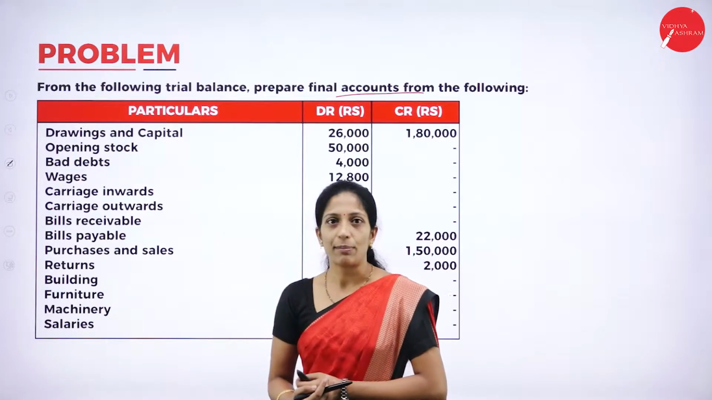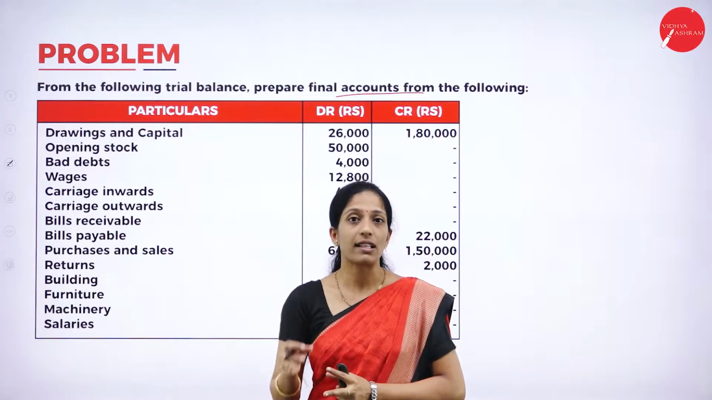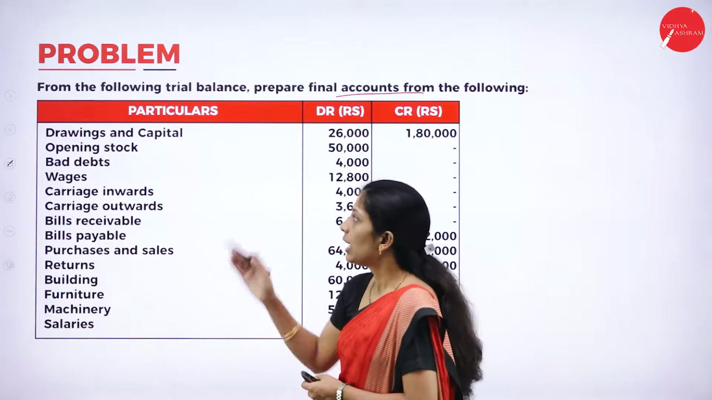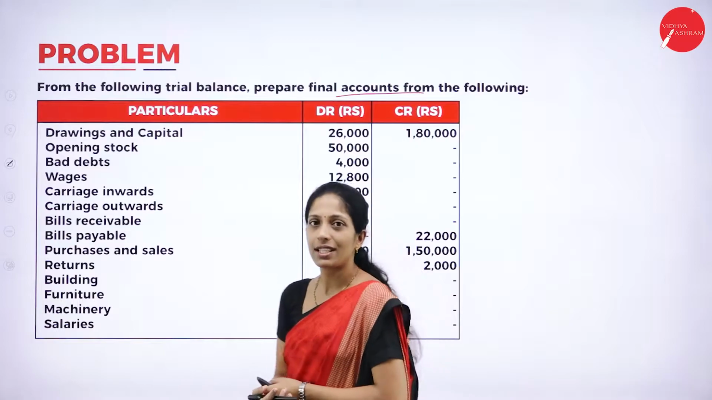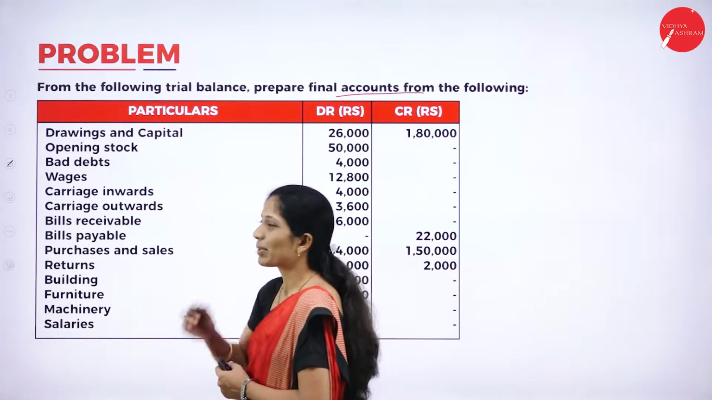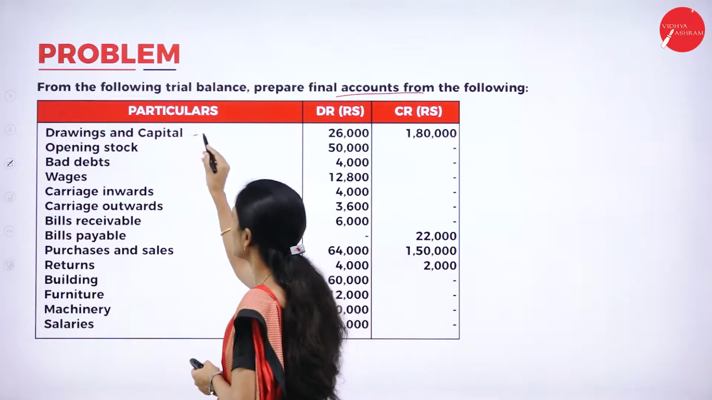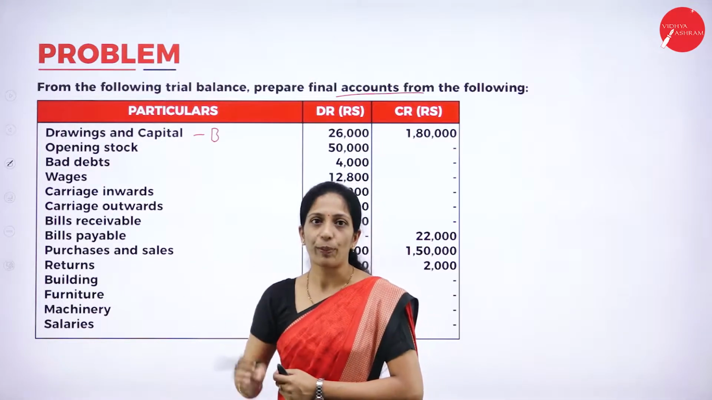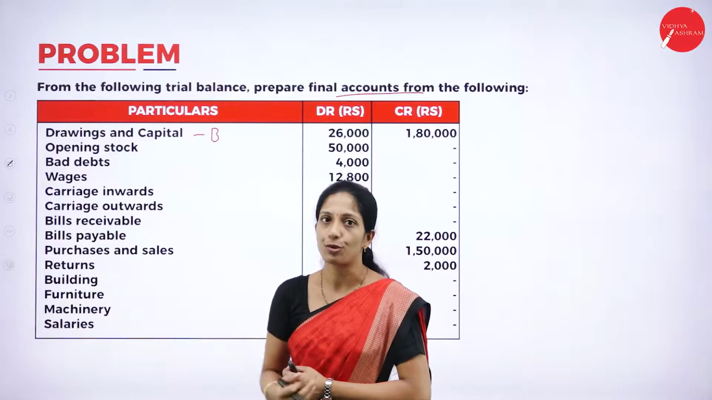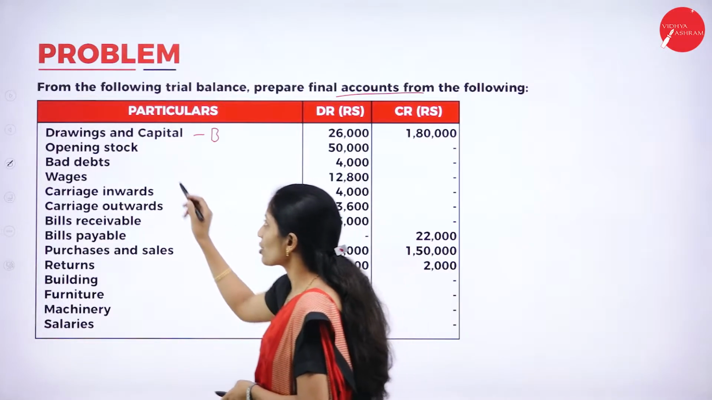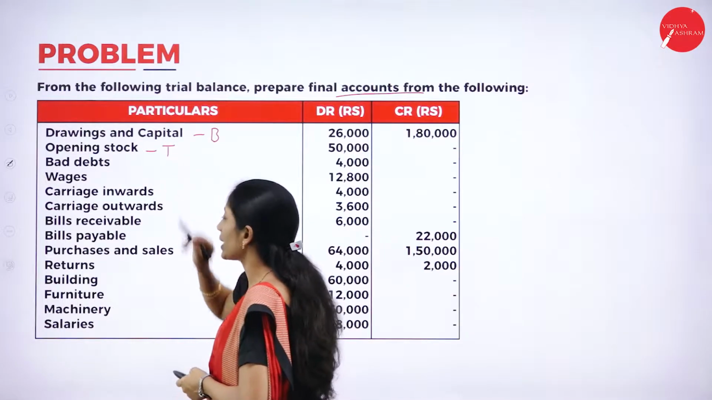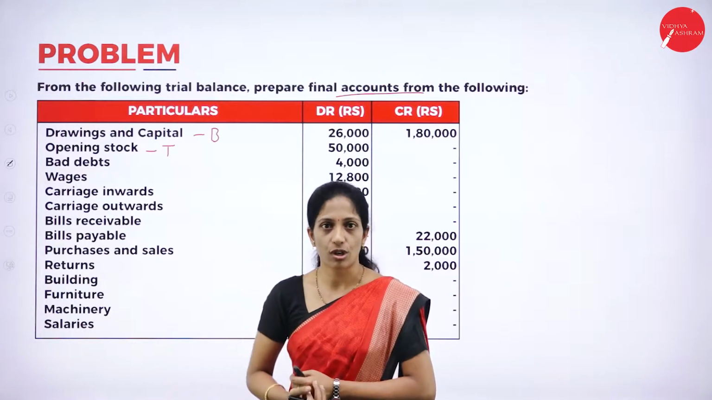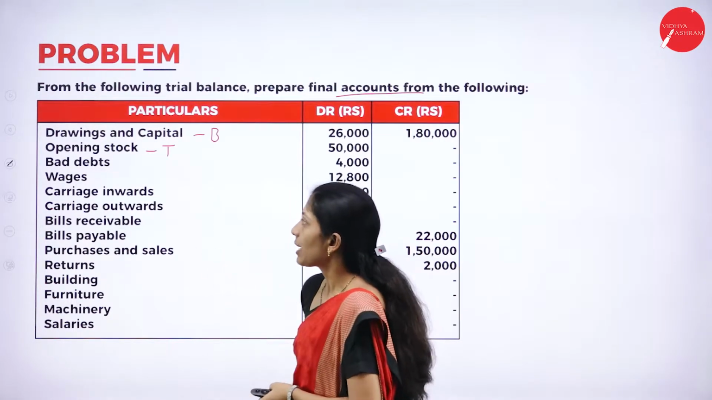Now go through the trial balance. Let us quickly see where these items have to be recorded in the financial statement. Now coming to the first one, drawings and capital. So these are the capital items. So we will record in the balance sheet, that is capital, we'll take it as opening capital minus drawings. Next, opening stock, we have to take in trading account because we'll start our trading account with opening stock in the debit side.